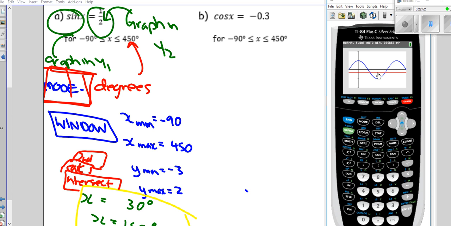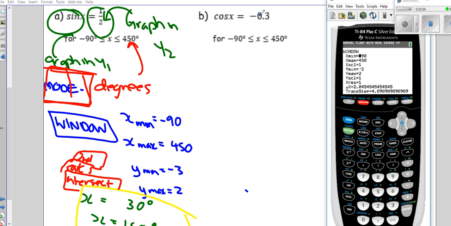So how many solutions are in this one? 3. Is there? 2. Oh, you might have been looking at the x-axis. Check your window. My window is negative 90, then 450. Does it matter about Y? Yeah, if you're too zoomed out, you might not see it.